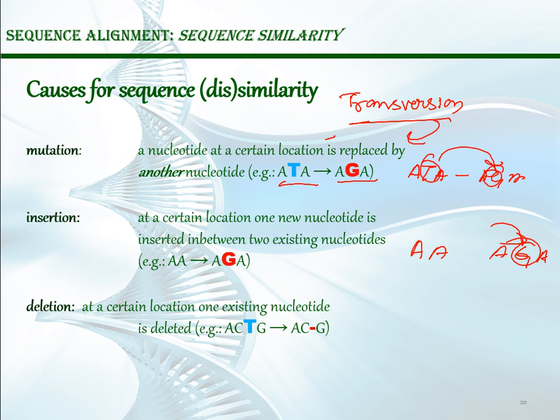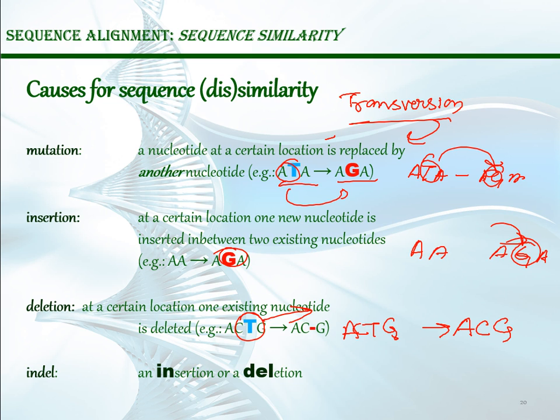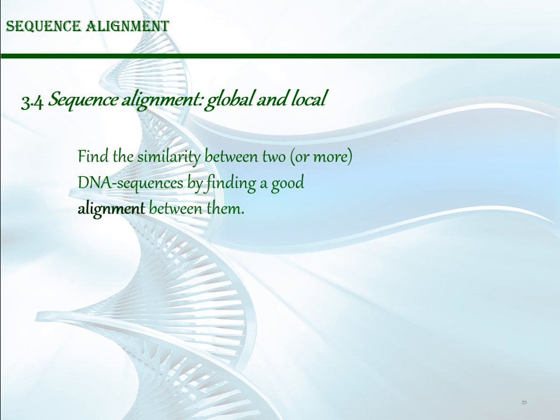Deletion means suppose we have ACTG, then AC and G. So this T is replaced. Here G is inserted. Here in place of T, G is located. So this is some of the dissimilarity found. Indel means an insertion or a deletion. Sequence alignment, global and local. Find the similarity between two DNA sequences by finding a good alignment between them.